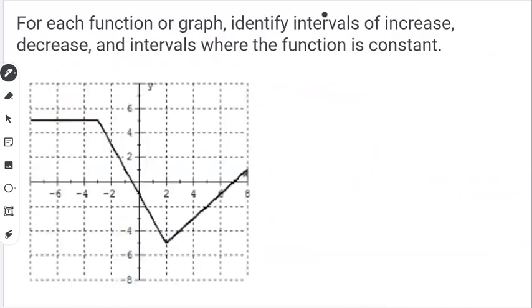Okay, so for each function or graph that I show you, what we're going to be doing is identifying intervals of increase, decrease, and constant, right? We're going to have to list out intervals of increase, decrease, and constant. So let me go ahead and label increase right here. We're going to have increase. And then below that, we're going to do intervals of decrease, and then intervals of constant. That means the function is basically flat.